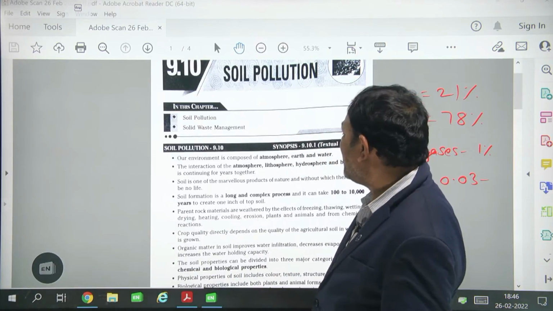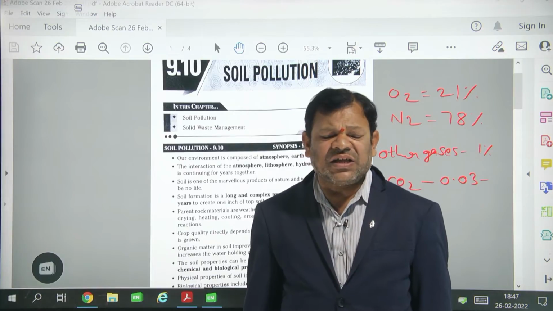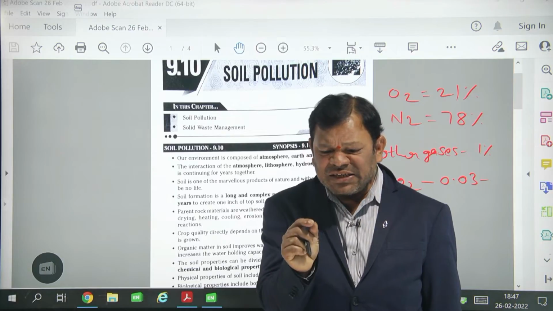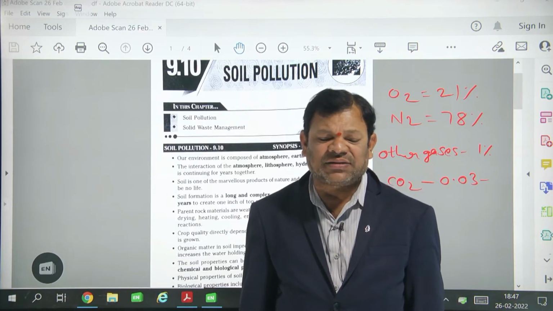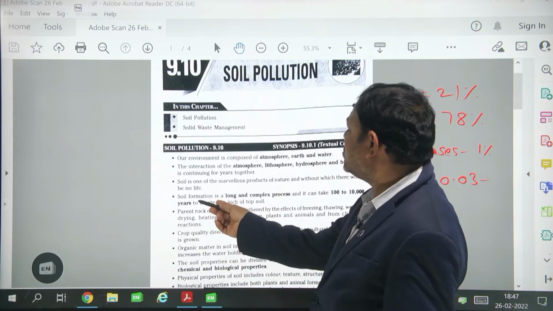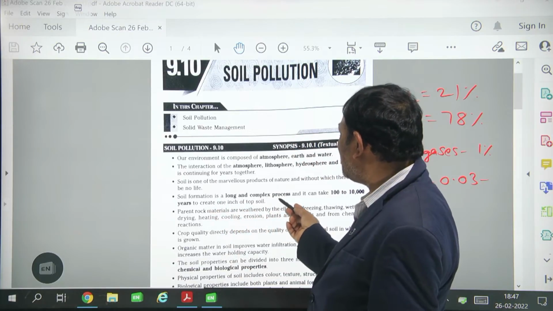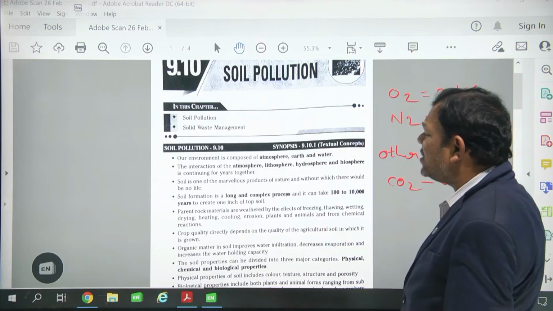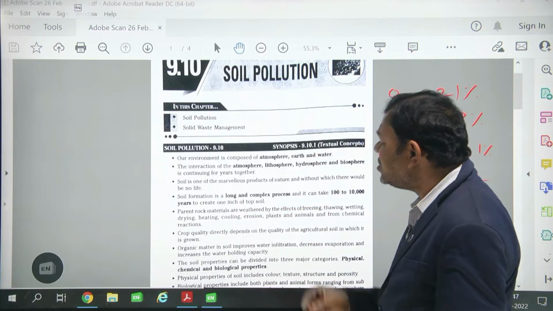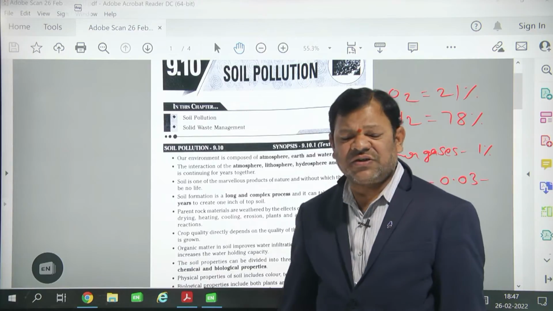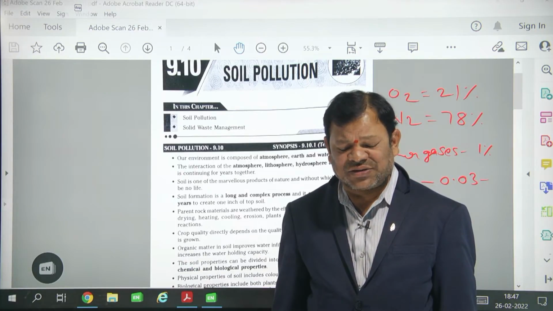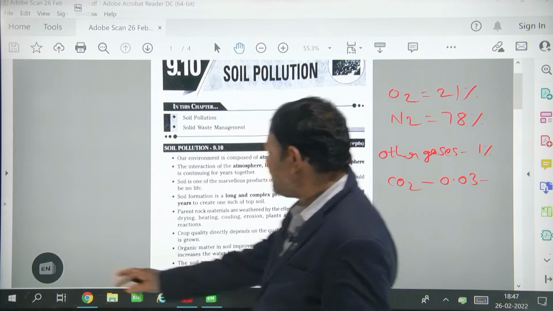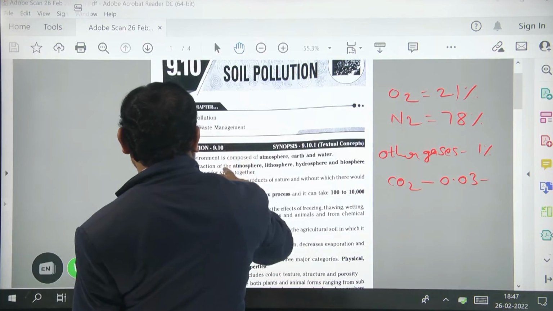So next, how is soil formed, do you know? Soil is formed by the weathering of rocks. One inch of soil takes millions of years to form. Soil formation is a long and complex process, and it can take 100 to 10,000 years to create one inch of topsoil. That's why soil is a very, very important natural resource. Is it clear? Yes. Next.